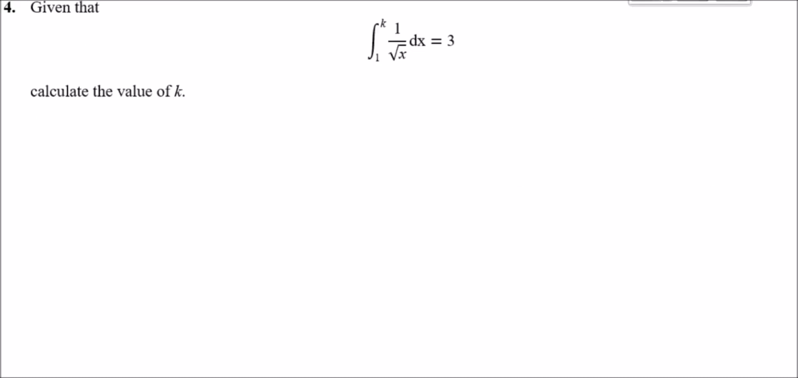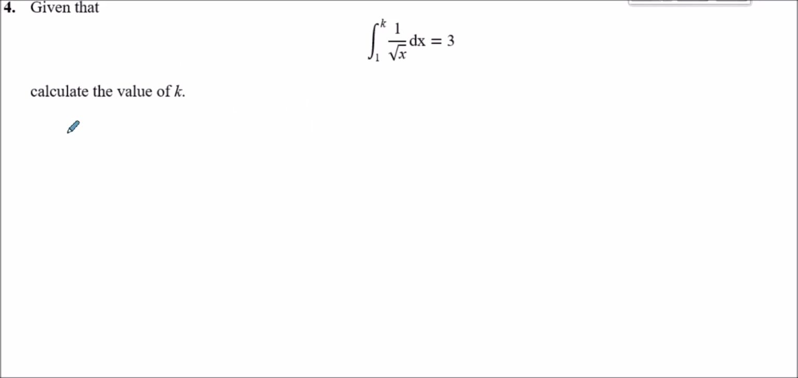Final worked example, please try your own. Worked example question 4, given that the definite integral between the limits of k and 1 of the reciprocal of root x equals 3, find the value of k. Okay, so this isn't going to be too hard. It looks hard, but actually, if you just don't panic, it's not so bad.